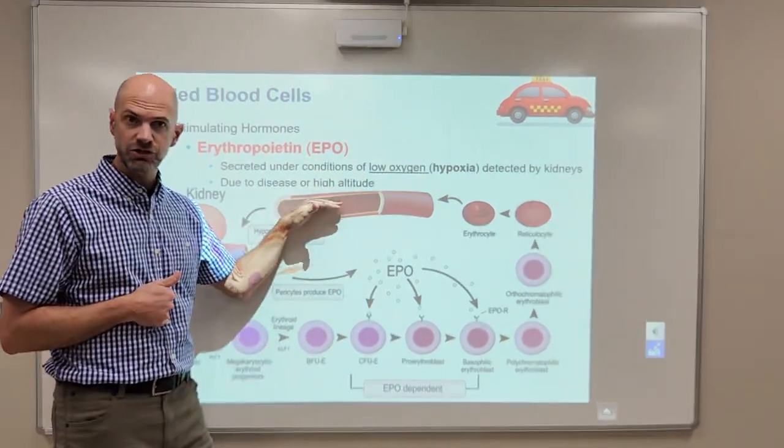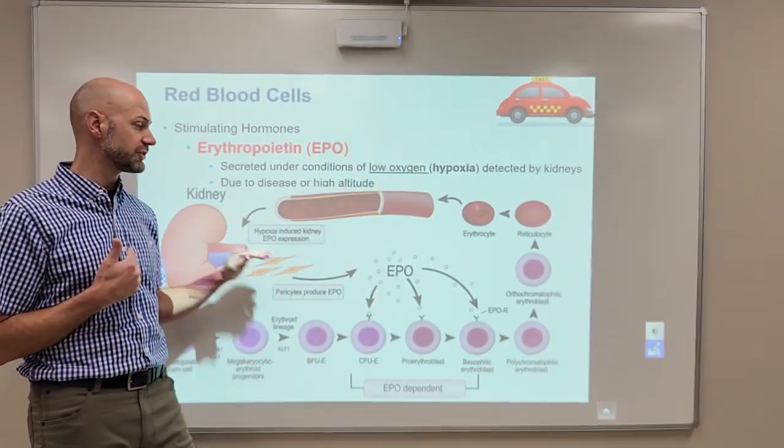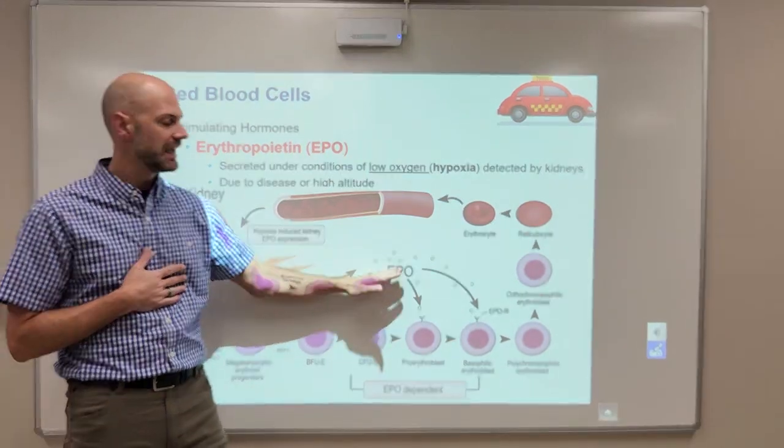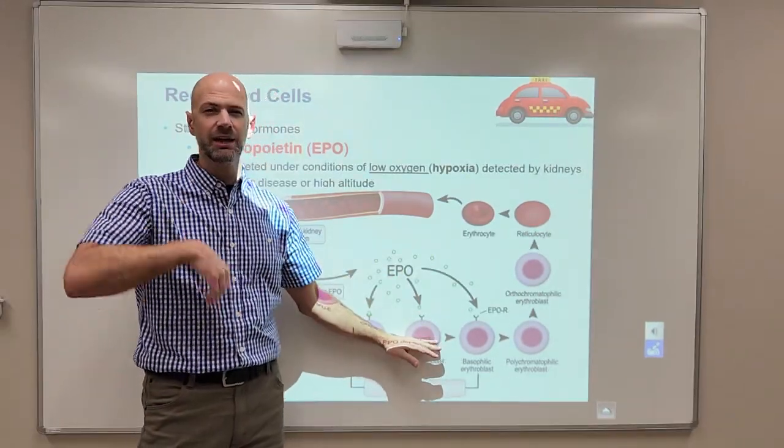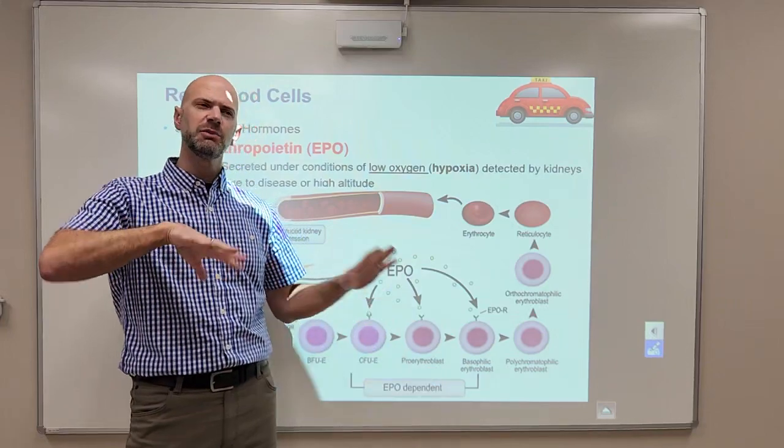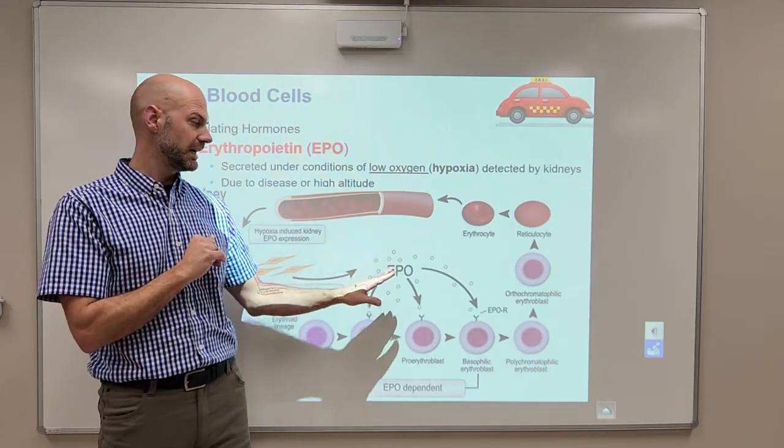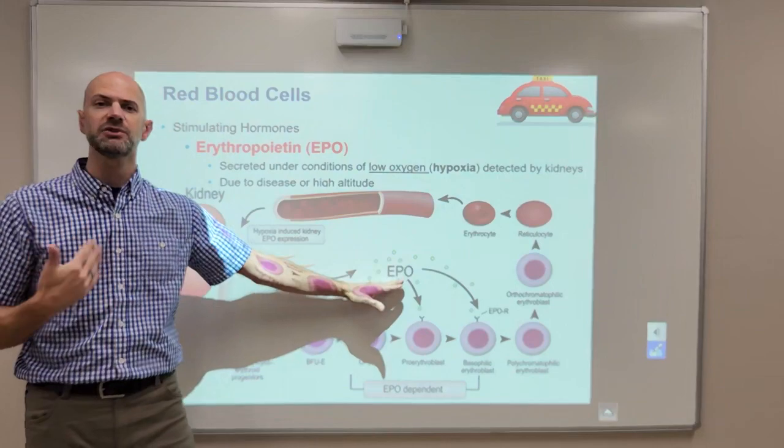If we have plenty of oxygen, the kidneys will detect that and will slow down erythropoietin and will slow down the production. It's not like off or on, it is more like a lot versus a little. There's always a little bit of erythropoietin being secreted all the time.